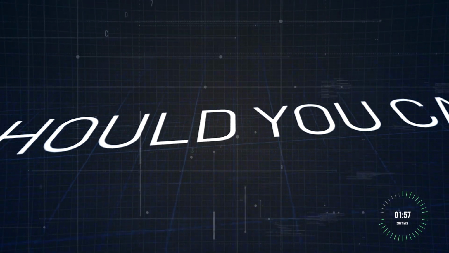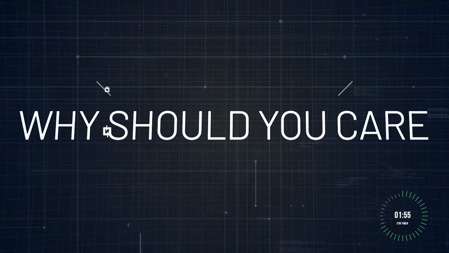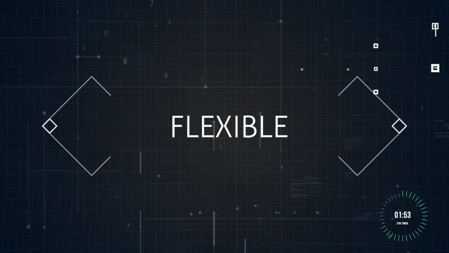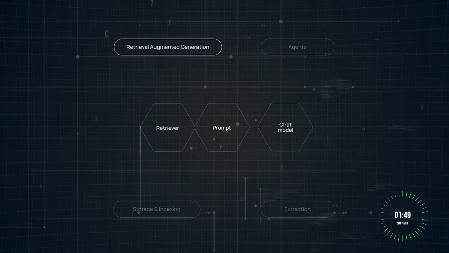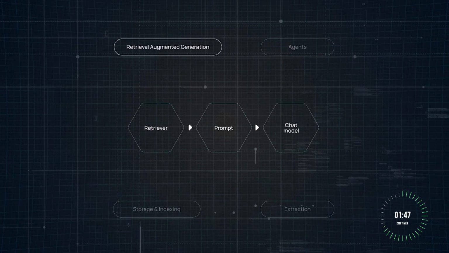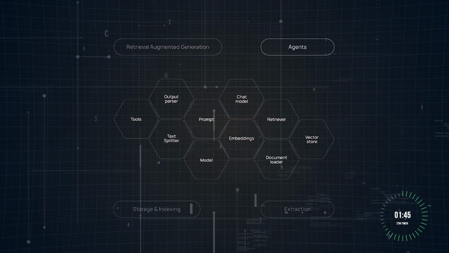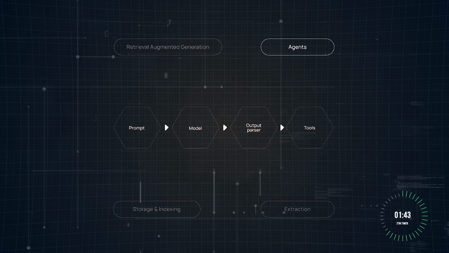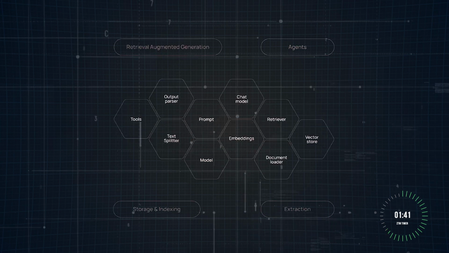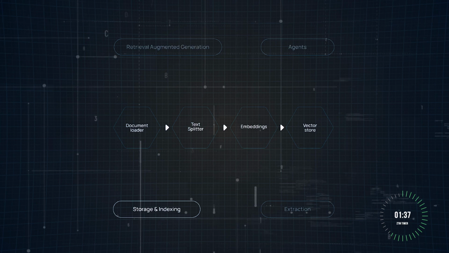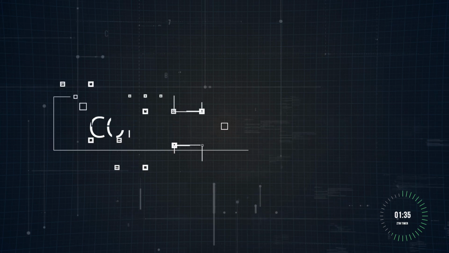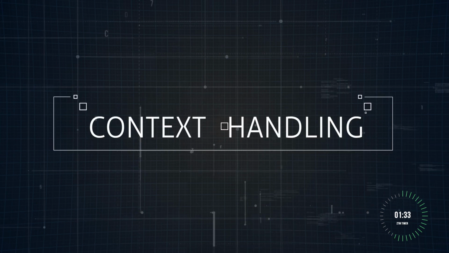Now, that's great and all, but why should you care? Well, first, it's incredibly flexible. Unlike other frameworks, LangChain's modular design lets developers easily integrate various components, whether it's language models, APIs, or custom logic, into one cohesive application. This flexibility means you can quickly assemble anything from a chatbot to a document summarizer without reinventing the wheel. Second, LangChain makes handling context much easier.